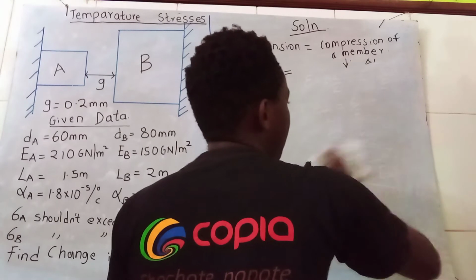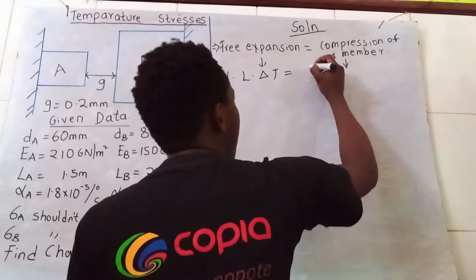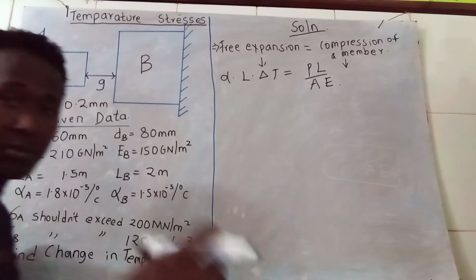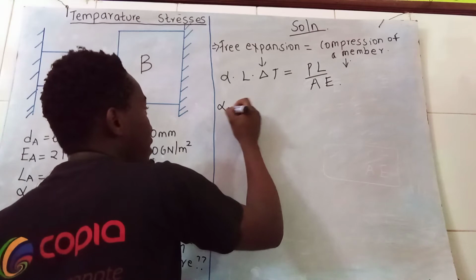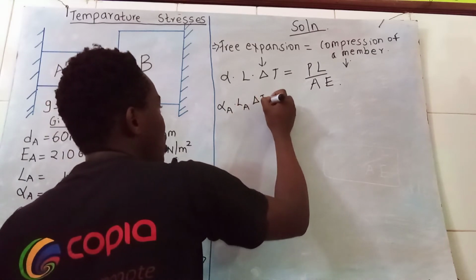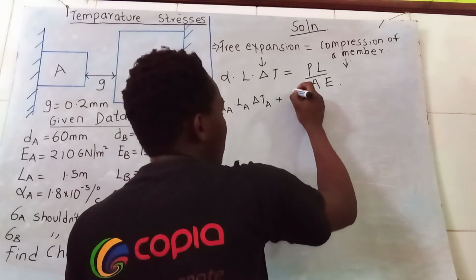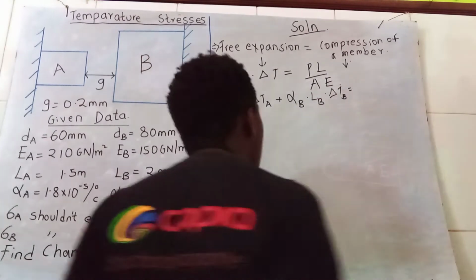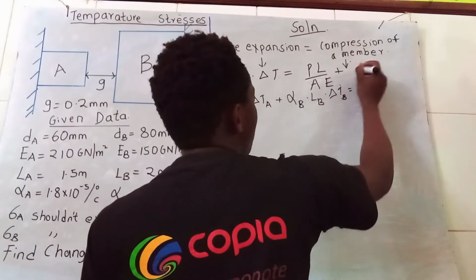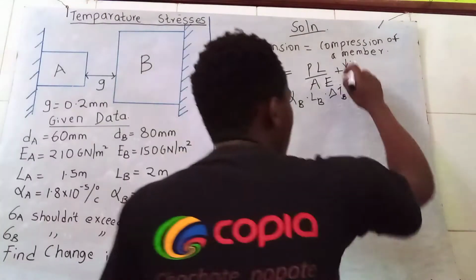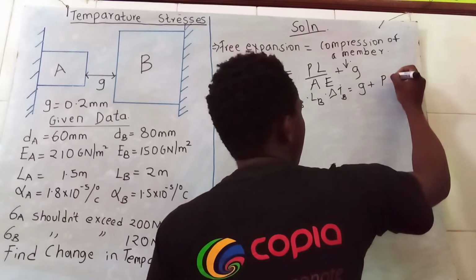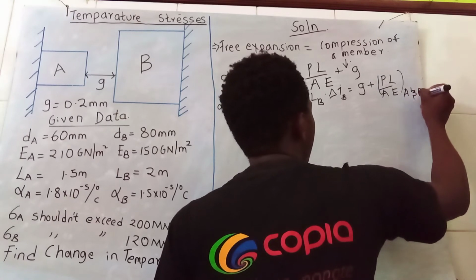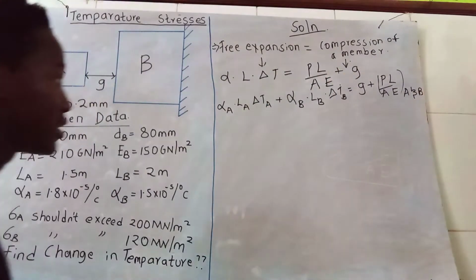So this is now the formula that I'm going to use for the compression of a member. Let me write it up here. It's given by PL all over AE. So since we have two members, this is going to be given by the coefficient of A times the length of A multiplied by the change in temperature of A, plus the coefficient of B times the length of B times the change in temperature of B, is equal to, so here for the compression I forgot to include the gap, this distance G, so equals the gap G plus PL all over AE for both members A and B. That is just a short form because of the limited space I have.